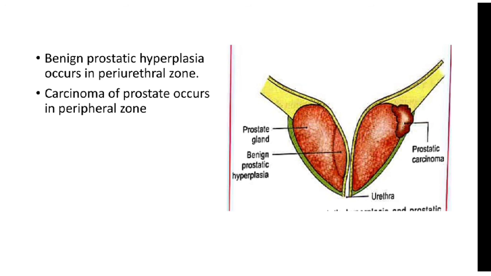Benign prostatic hyperplasia occurs in the periurethral zone. Carcinoma of the prostate occurs in the peripheral zone. So, this is all about the prostate gland. Thank you so much.